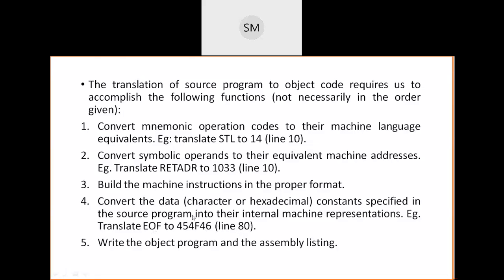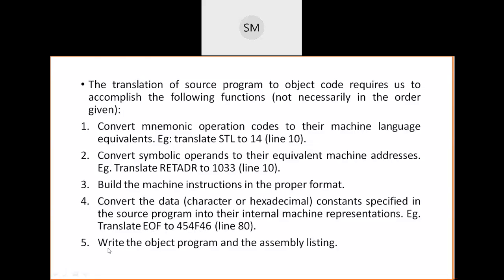Like this, some character constants are there, some hexadecimal constants are there. Them also we convert into internal machine representation, so that if you type 454F46, the machine can easily understand that it is end of file. But it is not easy for us to understand that it is representing end of file. We can understand only this one, EOF, since it is written at assembly level, but it is low level.